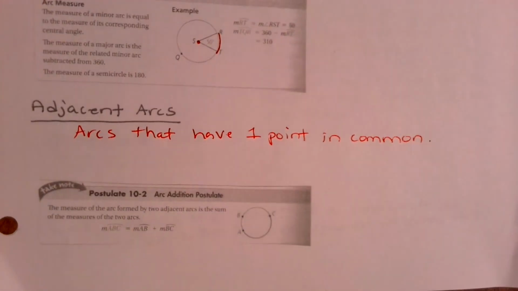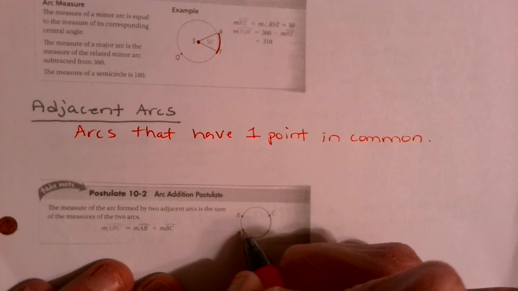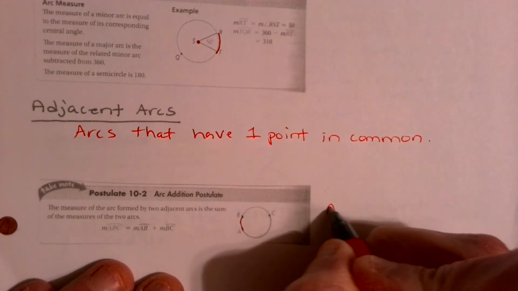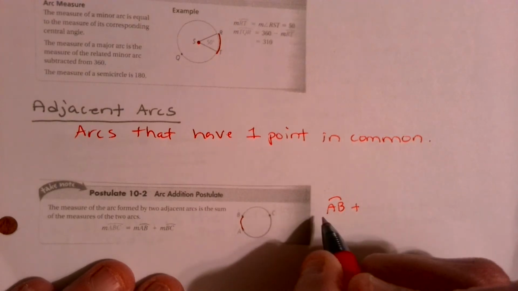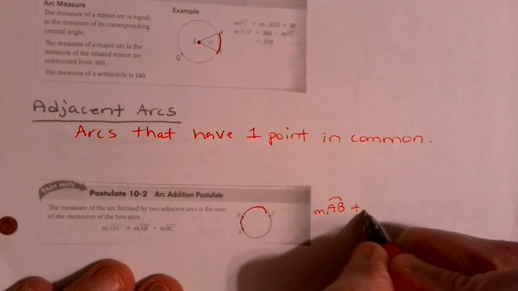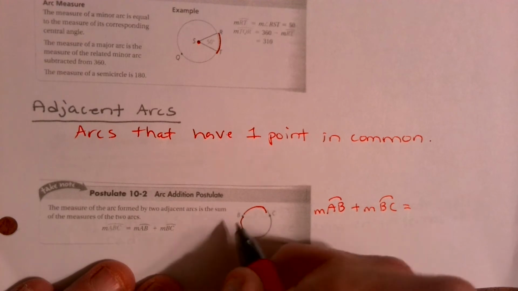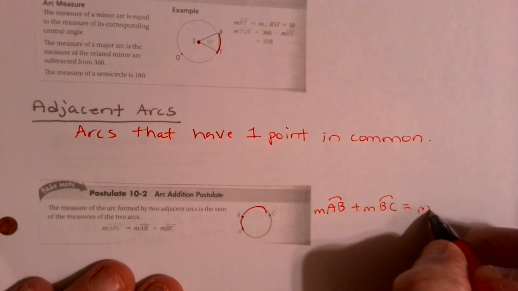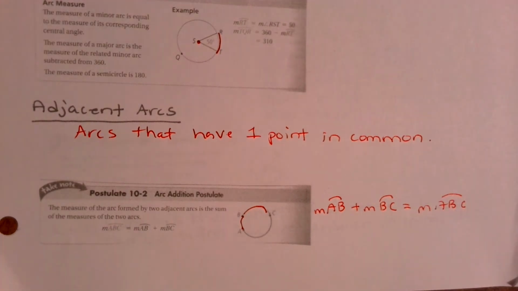Okay, so then we get to the arc addition postulate, and it's exactly what it says. If you take 2 adjacent arcs, so let's take arc AB, and you add to it arc BC, then it's going to equal arc ABC. So pretty much common sense, but we're talking again about the arcs.